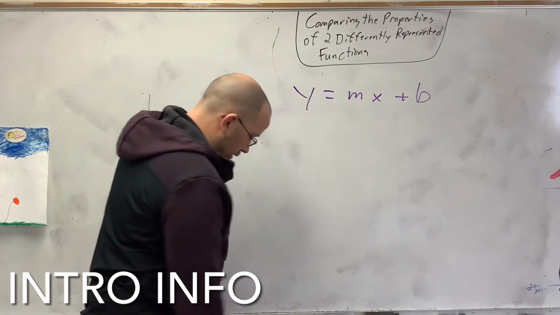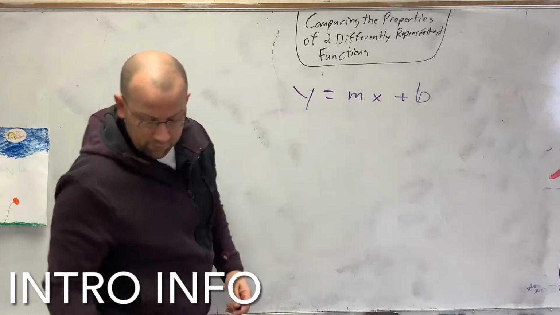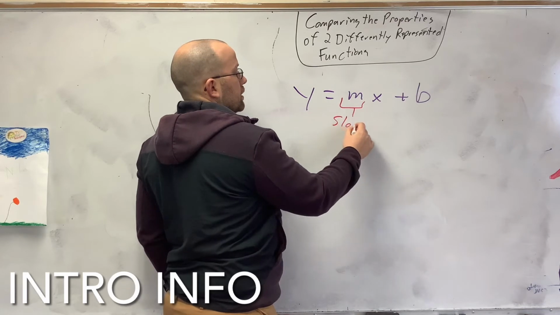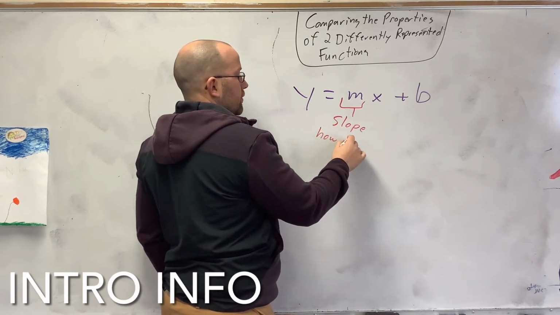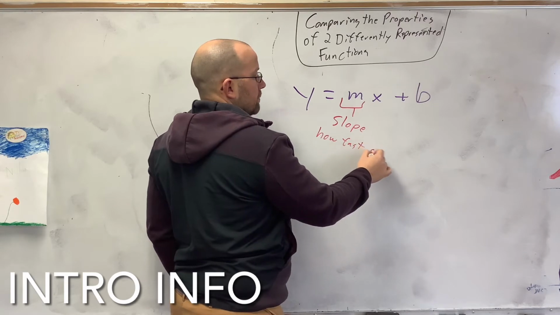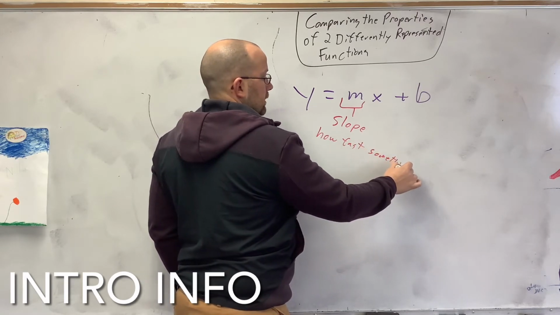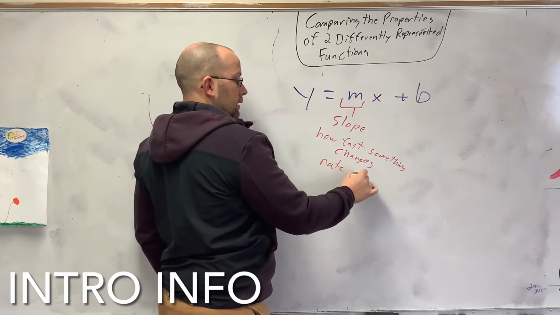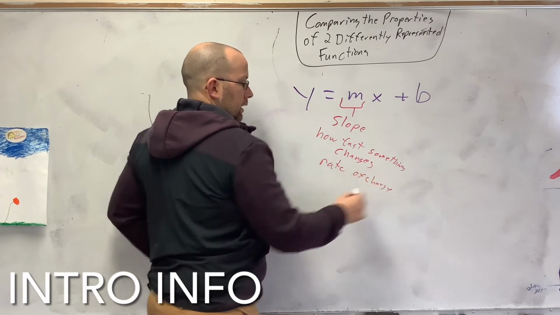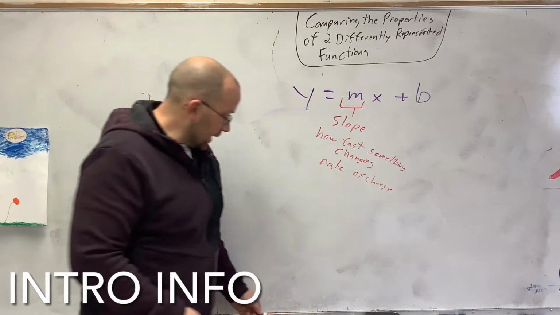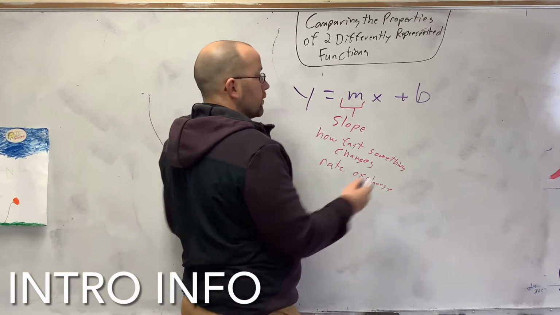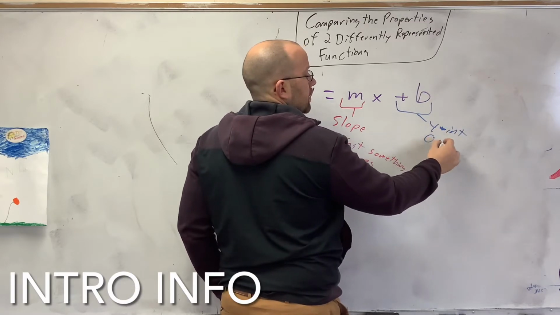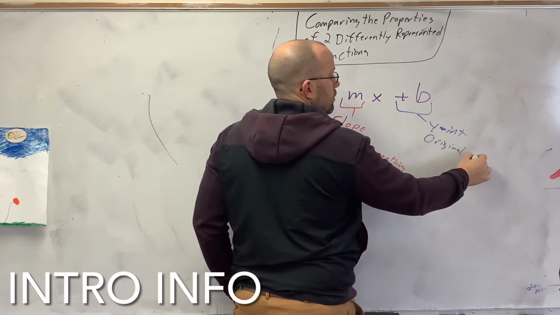When you're talking about slope-intercept form, you have a slope, which determines how fast something changes. It can also be called the rate of change. The y-intercept over here is your original number, or starting point.